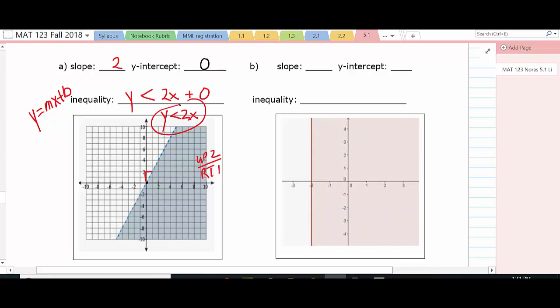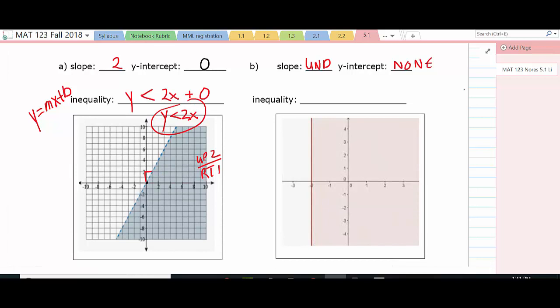Okay, the second one, it's vertical. So what's the slope of a vertical line? That one's undefined. It doesn't have a y-intercept. All right, so how would you name that line? If it's vertical, what do you say?